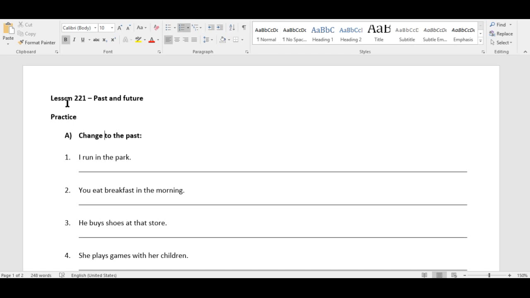First one here, change to the past, simple past tense. Rule number 1, identify the verb, I run. This is what you have to change. So you have to remember the past of this verb. Do you remember? Ran. So, I run in the park. I ran in the park.